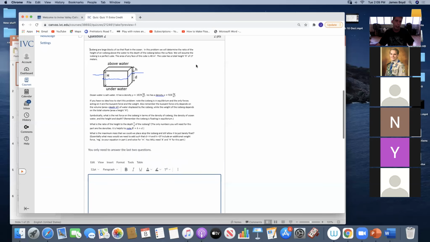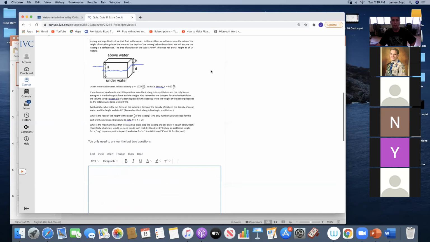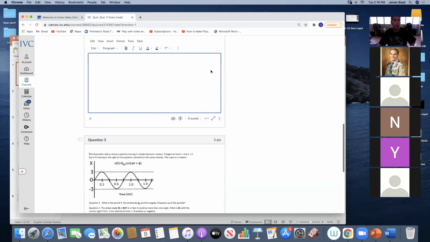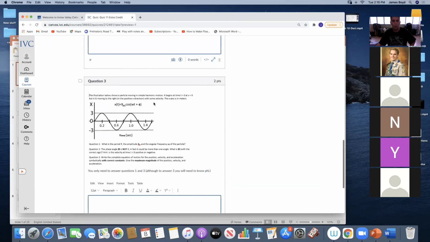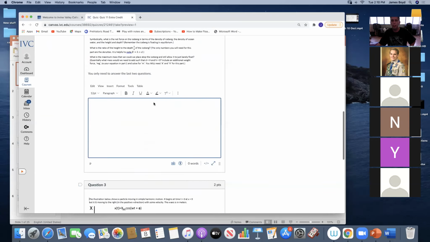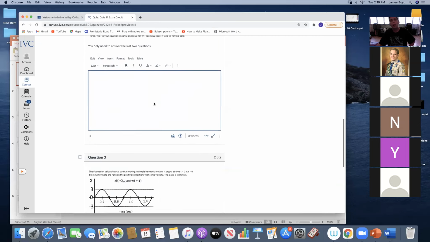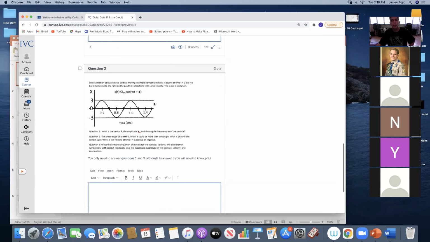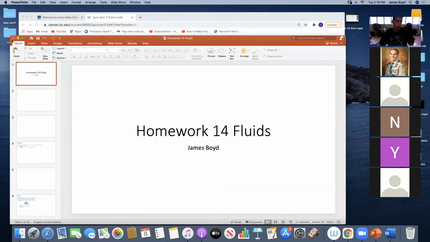The second question is on buoyancy, an object floating in the water. That's covered in a homework problem that we're going to talk about today. And then the third problem is an oscillation, writing the equation. We'll talk about those on Thursday, but treat these like practice final problems and just see if you can do them and do your best. Okay, so on to our review.